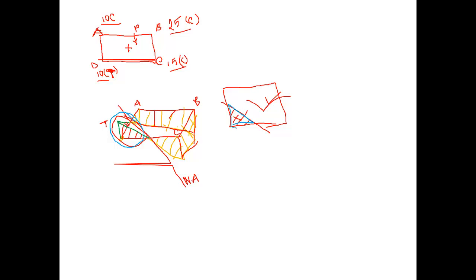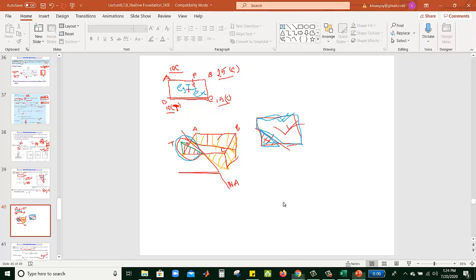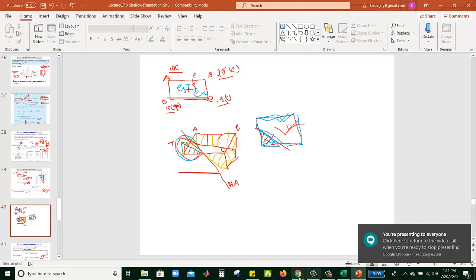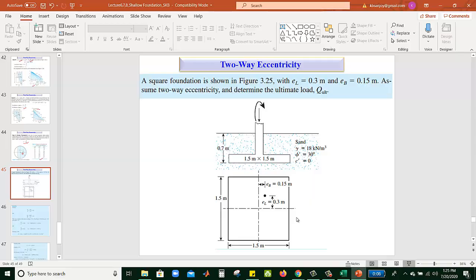Are you getting the concept? So indirectly I can say this is my active portion. If I can find out the area of this portion, that would be my active area. So based on the distance of this EX and EY, they developed all the cases that you have studied now. So now we can go back to the numerical calculation. This is the problem we're going to discuss.